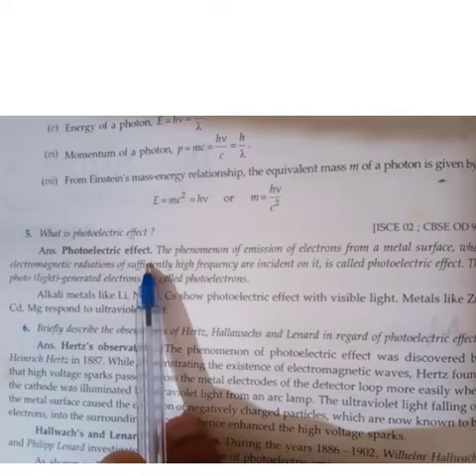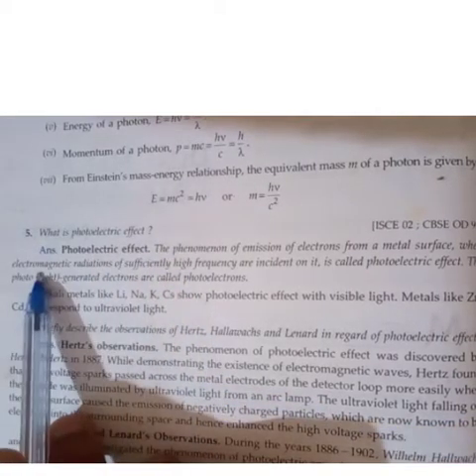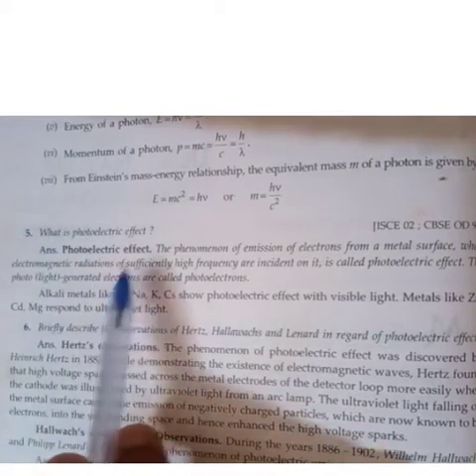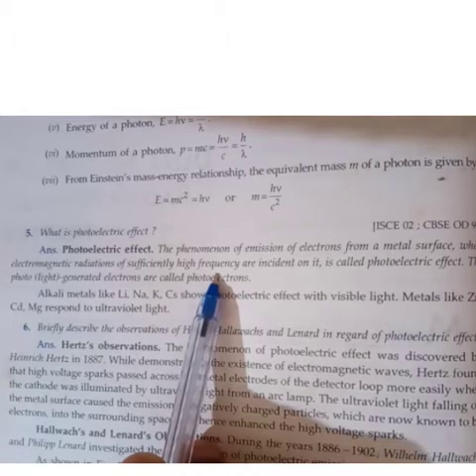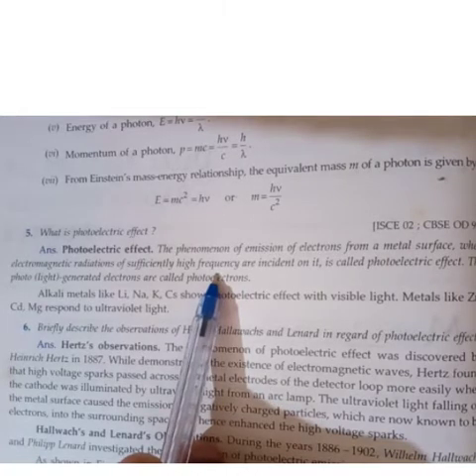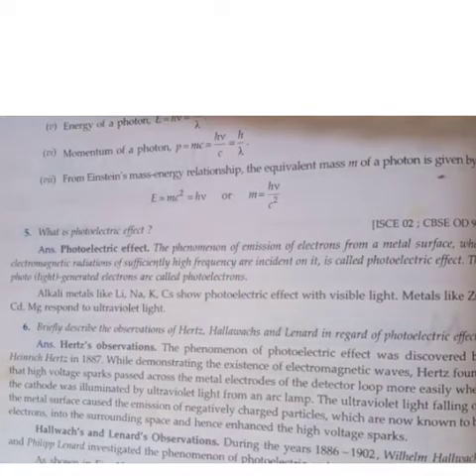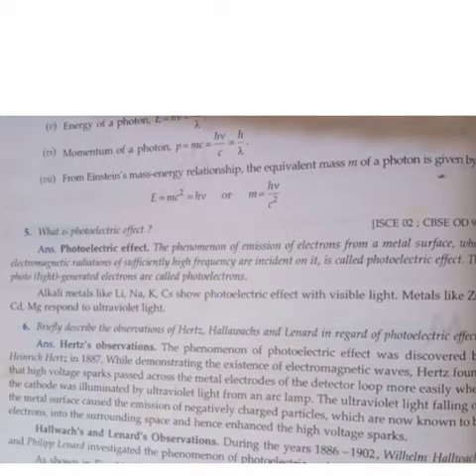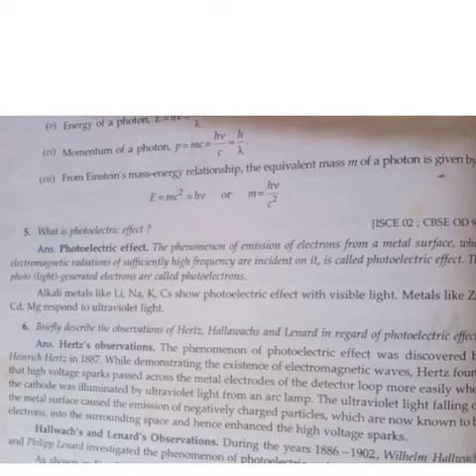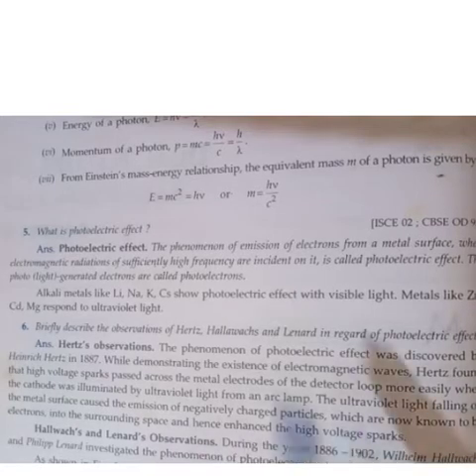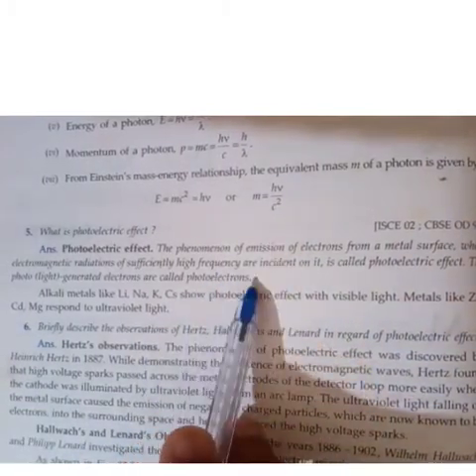Photoelectric effect means the phenomena of emission of electrons from a metal surface when electromagnetic radiations of sufficiently high frequency are incident on it. It is called the photoelectric effect. The photo-generated electrons are called photoelectrons. So the generated, escaped electrons we call photoelectrons.